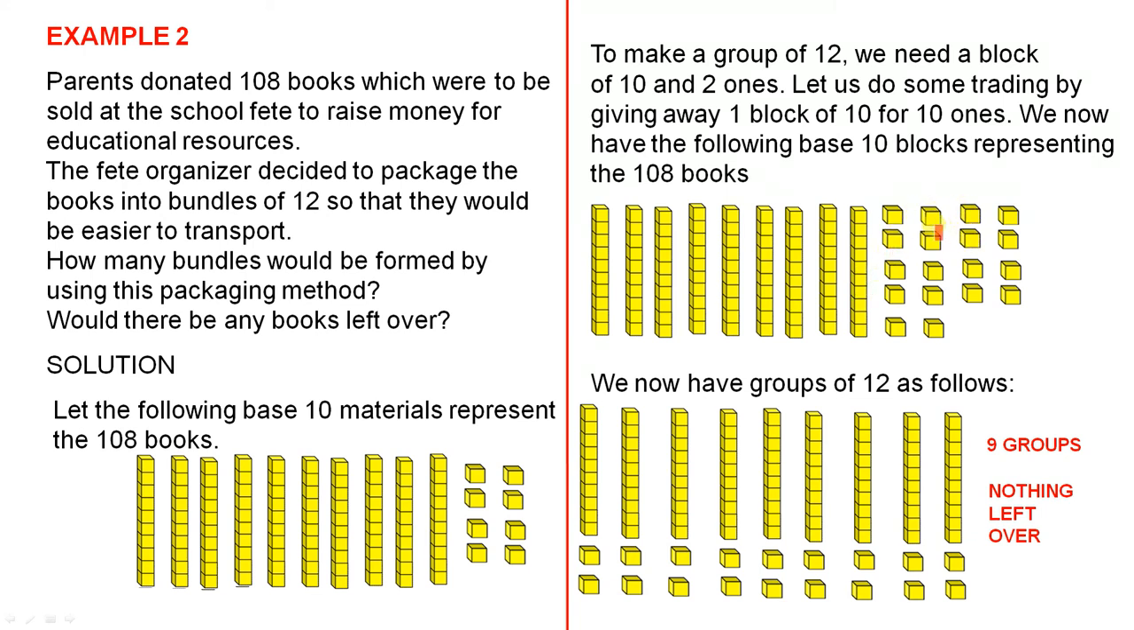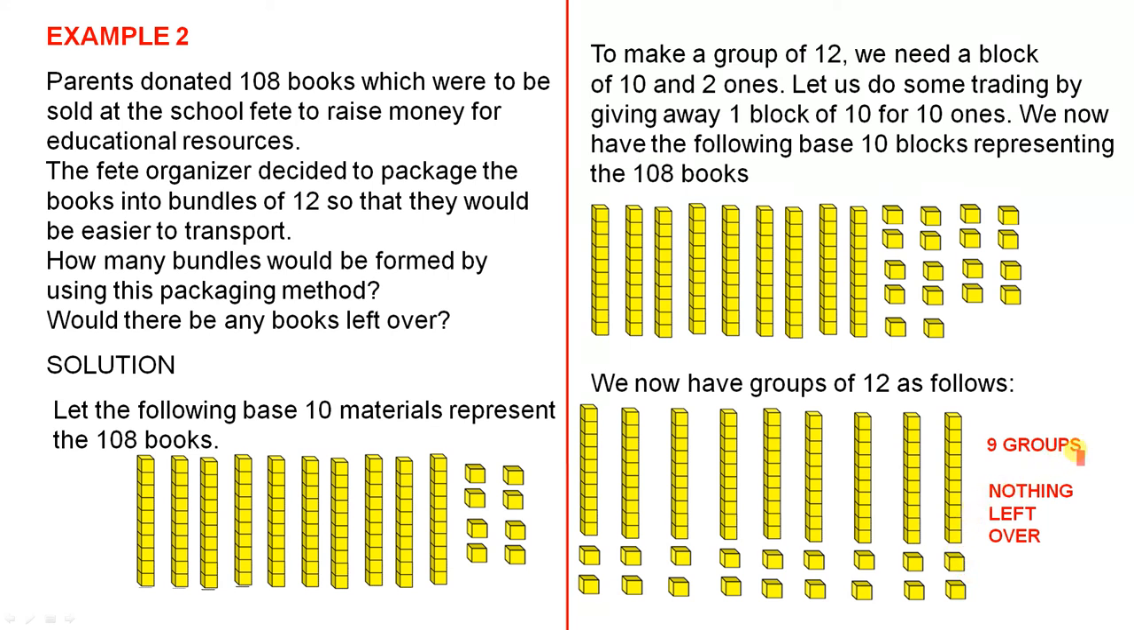18. Okay, so there are 18 ones. So 90 plus 18, okay, that gives us our 108. So we still have the same. We now have groups of 12 as follows. We have a 10 and 2 ones. And that occurs 1, 2, 3, 4, 5, 6, 7, 8, 9 times. That occurs 9 times because here are our 90 and here are our 18, and that makes 108.